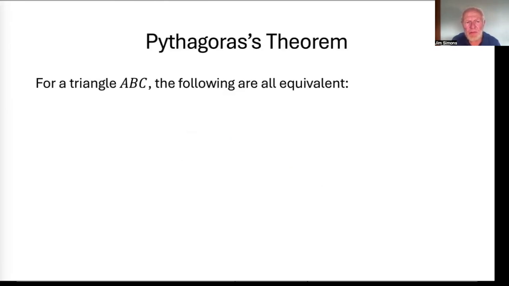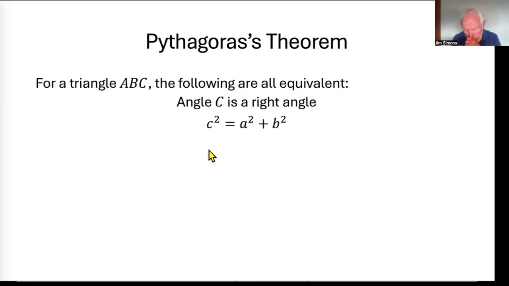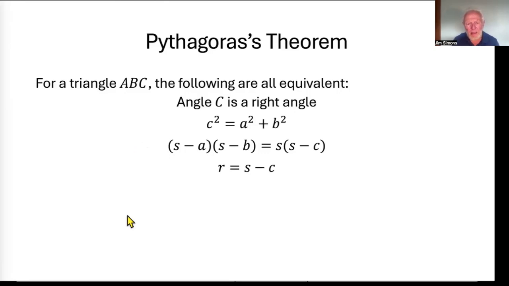So we've come up with this rather pretty version of Pythagoras' theorem. For any triangle, the following are equivalent. It's a right-angled triangle with the right angle at C. C squared is a squared plus b squared. That's Pythagoras' theorem. That's a slightly mangled version of Pythagoras' theorem. And then r is s minus c is equivalent. And so is ra is s minus b, rb is s minus a, and rc is s. So those are all equivalent ways of saying that the angle C is a right angle.